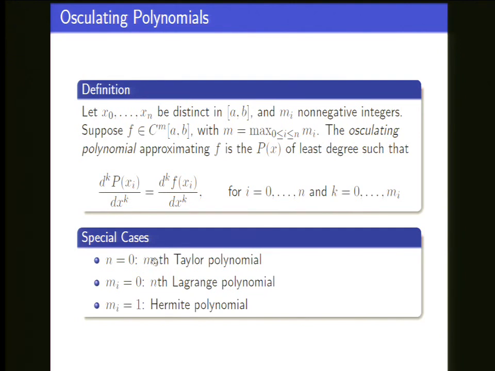You have Taylor, where you only have one point, but a lot of derivatives. You have Lagrange interpolating polynomials, where you never have derivatives. You just fit through a bunch of points, right? But you have anything in between. And a popular case is that you put one derivative and value on each point. That leads to Hermite. Okay?